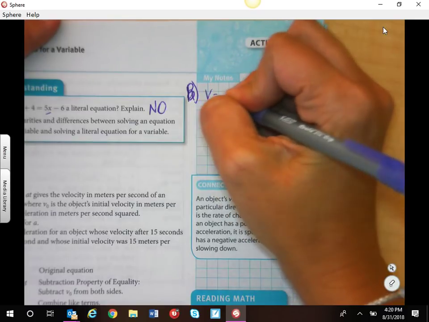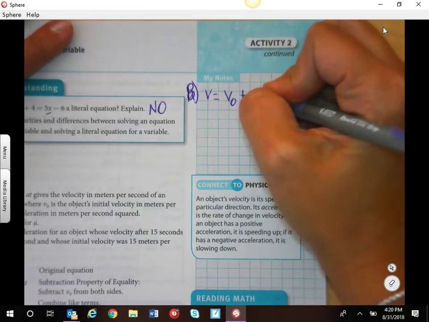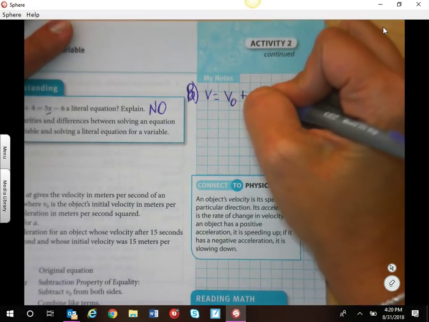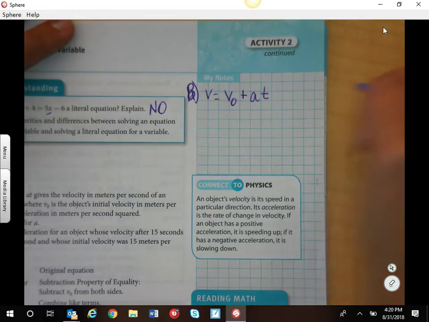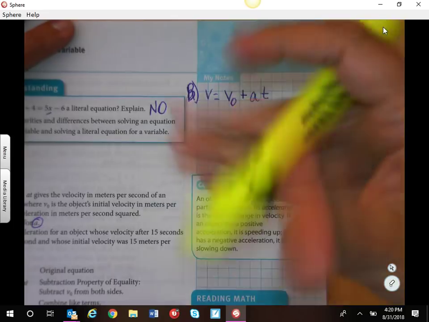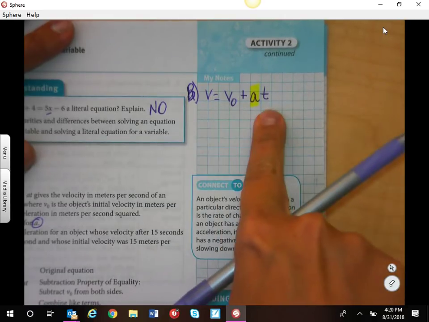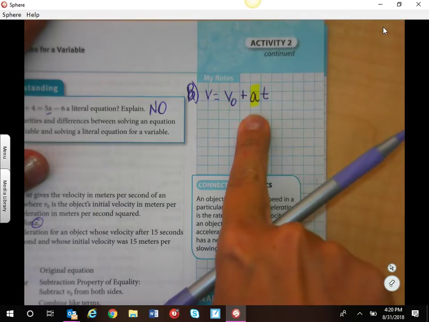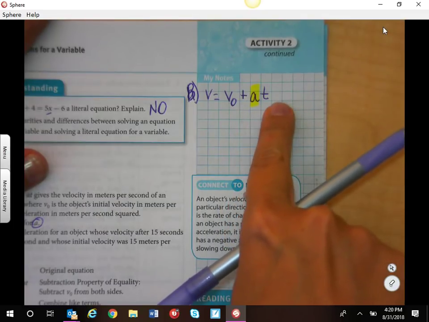V equals, we call that V sub 0, or the initial velocity, plus A for acceleration times T, the time. So this is asking us to solve for A. So I'm going to go ahead and highlight A. And remember, none of these are like terms. We're not going to be able to put any of these together. None of these match. So we're still going through our steps. The inverse of adding and subtracting. Well, this is being multiplied by t, so we're not going to be there yet.